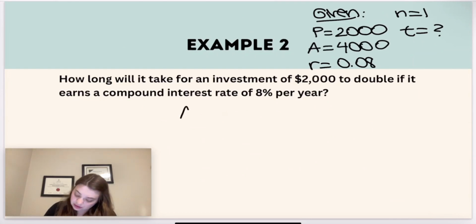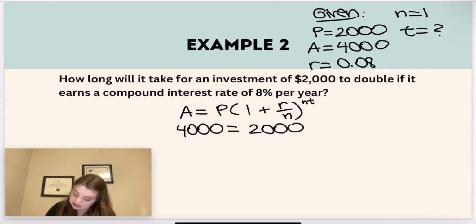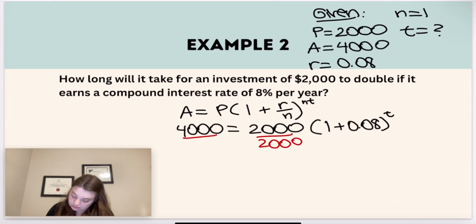So we know that the original equation is that A is equal to P times (1 plus R over N) to the power of N times T. That means that 4,000 is equal to 2,000 times (1 plus R over N), so that's going to be 0.08, to the power of N times T, so 1 times T, which is just T. Then if I divide both sides by 2,000, I get that 2 is equal to 1.08 to the power of T.